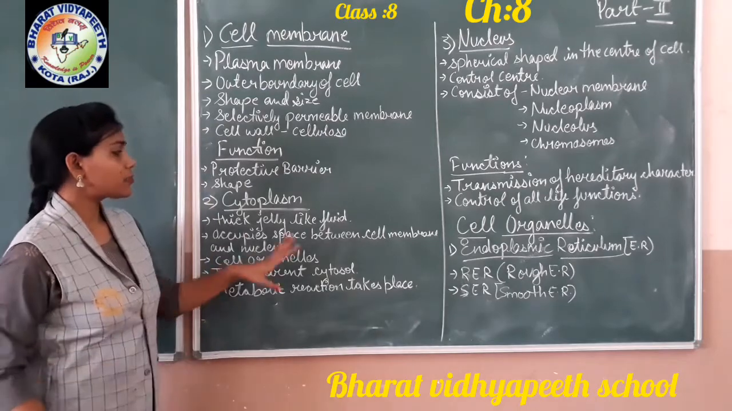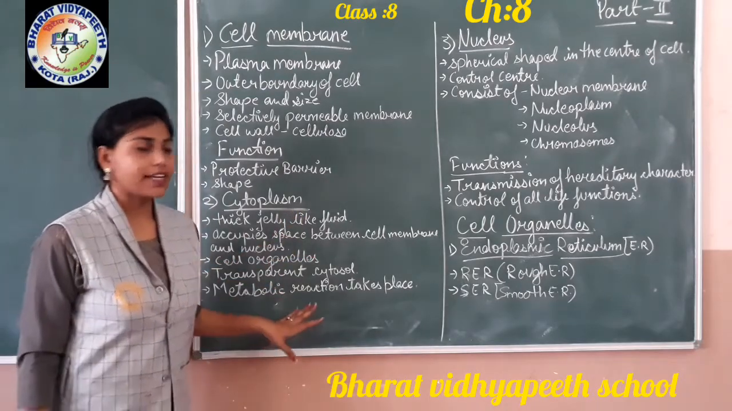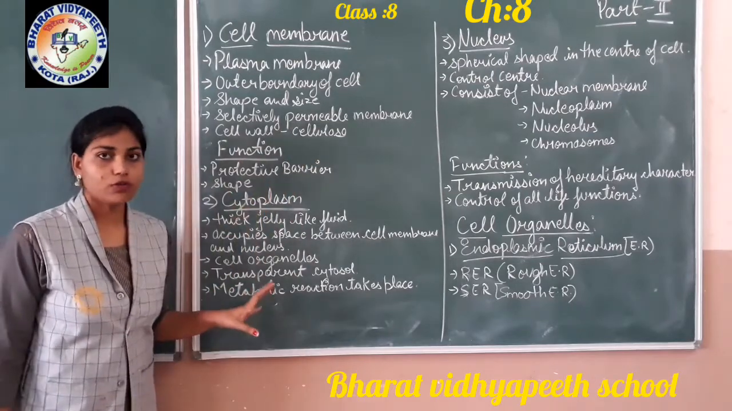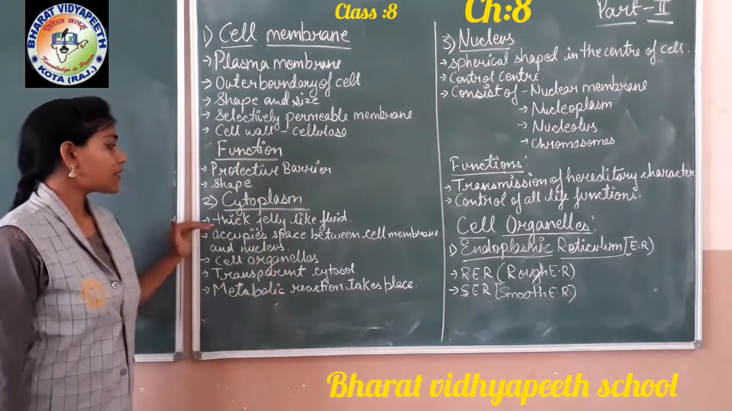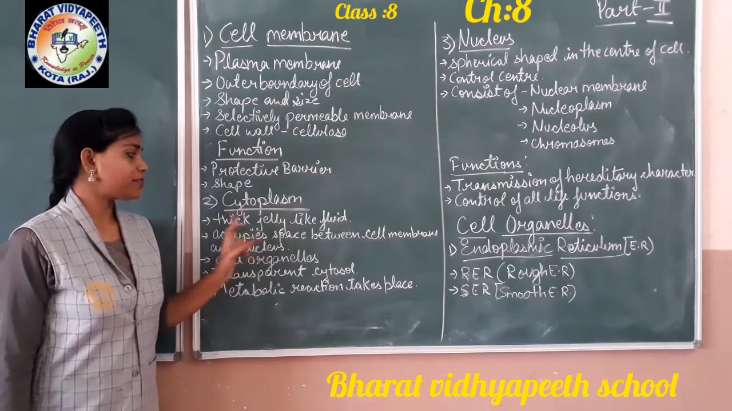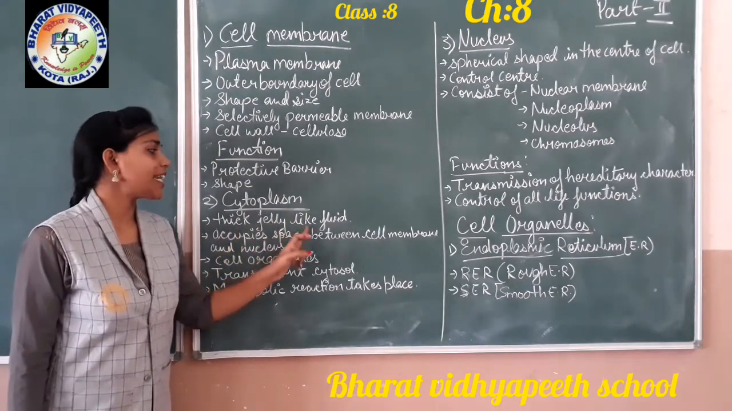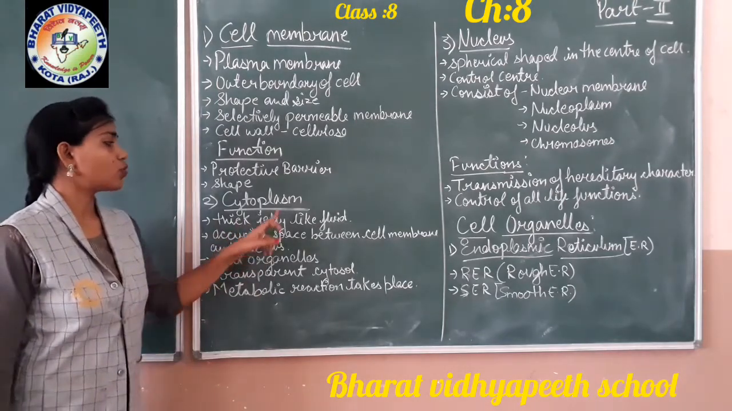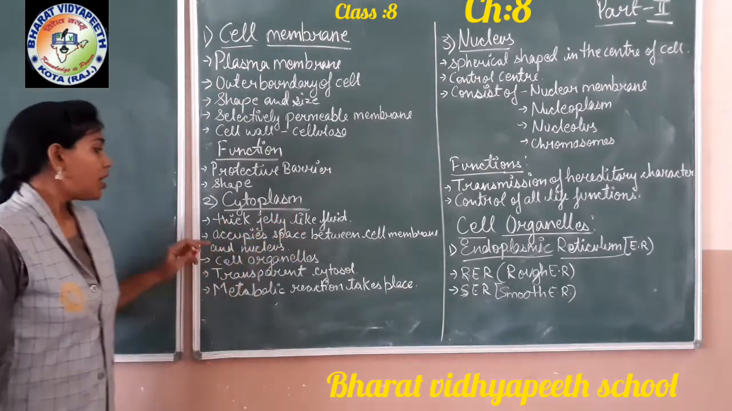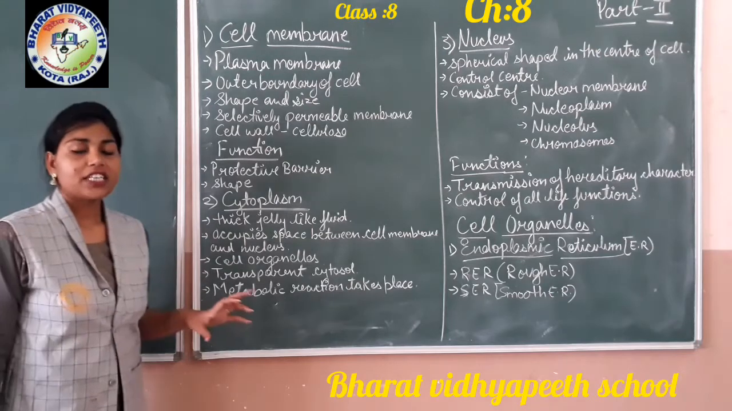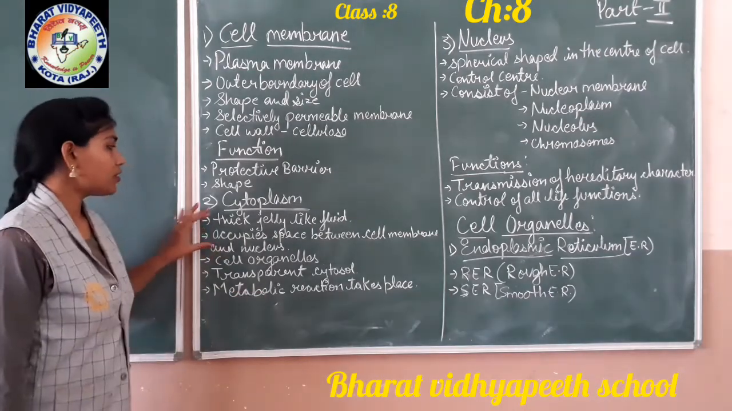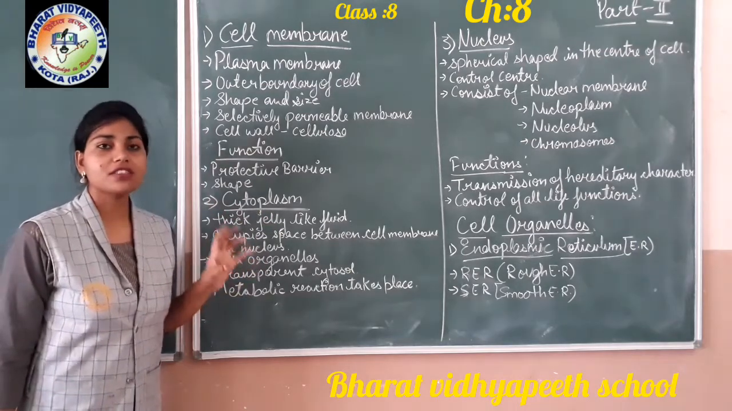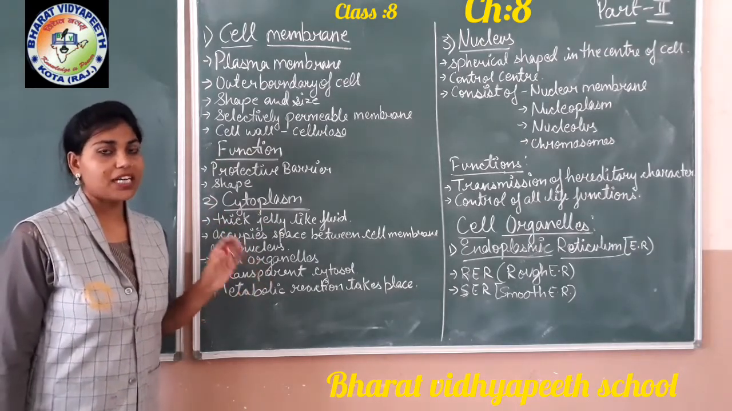Next, our next part is the cytoplasm. What is cytoplasm? As we know, the cell membrane is the outer part of the cell. Next, what is cytoplasm? Cytoplasm is a thick, jelly-like fluid. A fluid is present inside the cell. This fluid is known as the cytoplasm. This cytoplasm consists of many types of cell organelles. Where is the cytoplasm present? It occupies the space between the cell membrane and the nucleus.